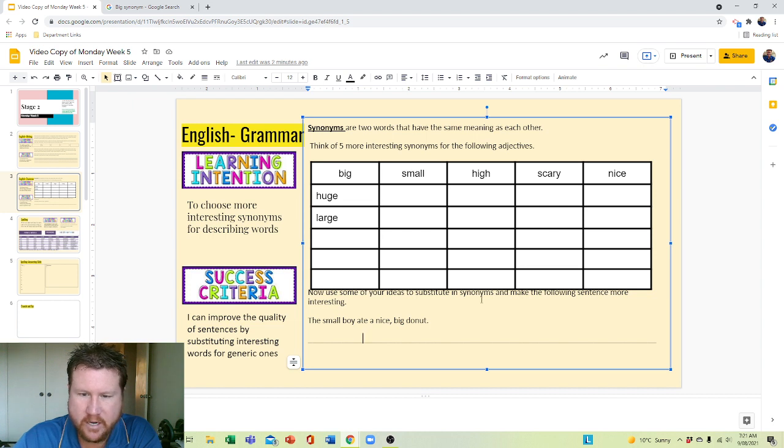Now, use some of your ideas to substitute in synonyms and make the following sentence more awesome. It says interesting. I reckon awesome. Some small boy ate a nice big donut. Write them down. Think of it. Have fun with it.